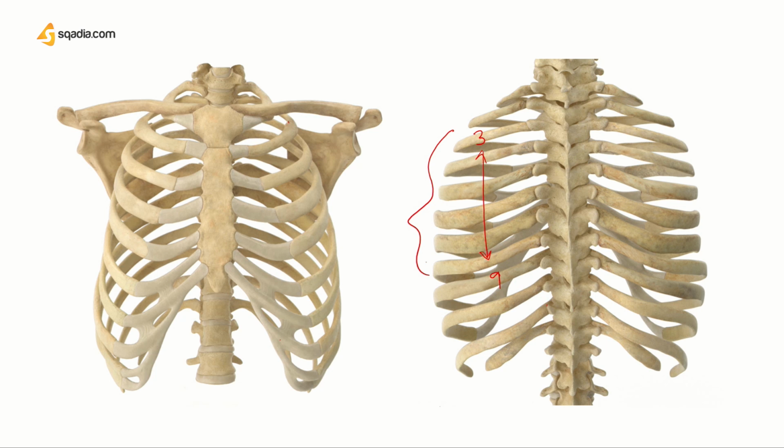So let me write that down. So ribs 1, 2, 10, 11, and 12. These are called atypical ribs because their structure differs amongst each other. And it differs with the typical ribs. Okay, so that's it for the skeleton of the thorax. Let's move on to the joints and the movements.